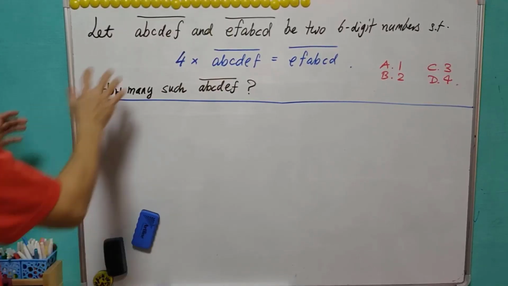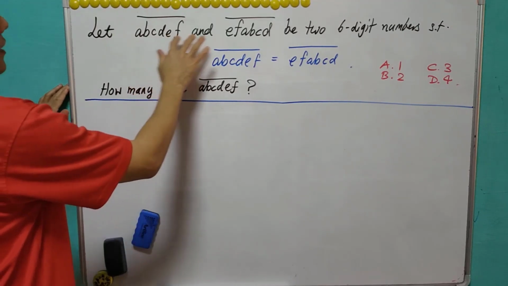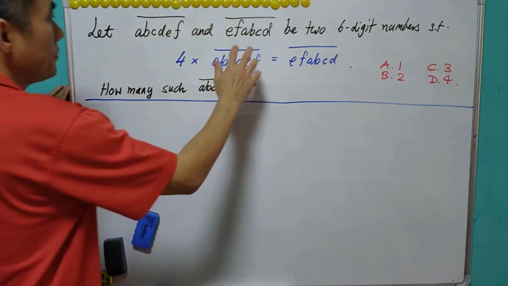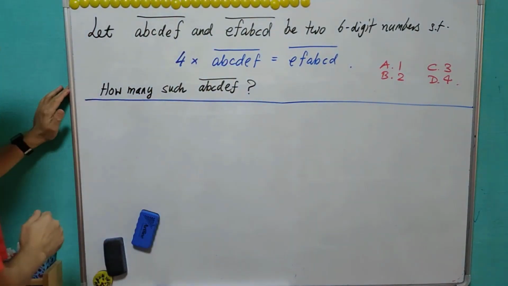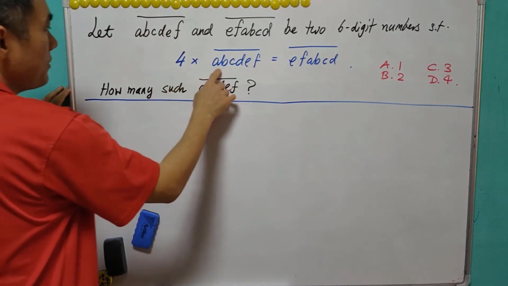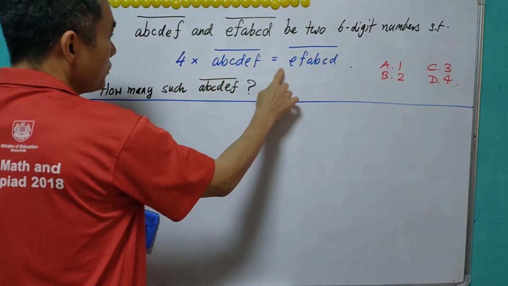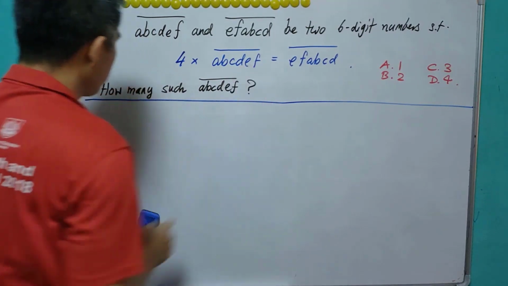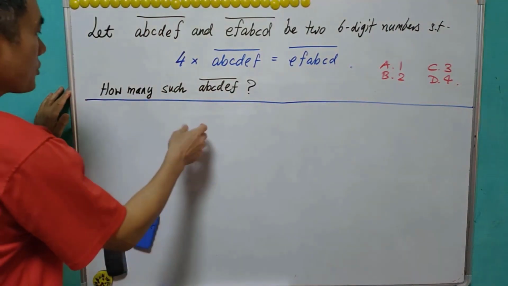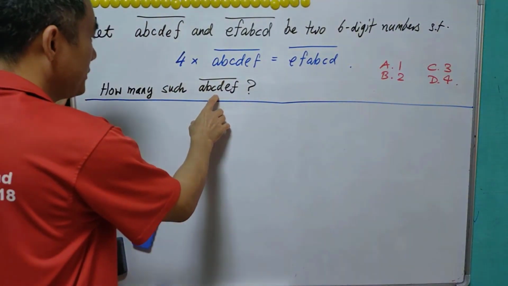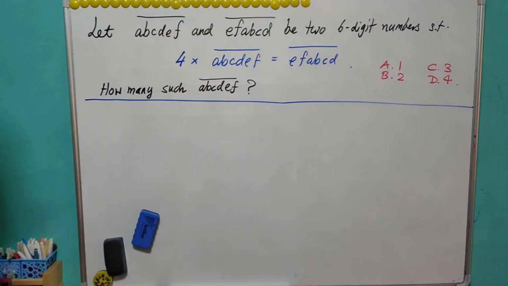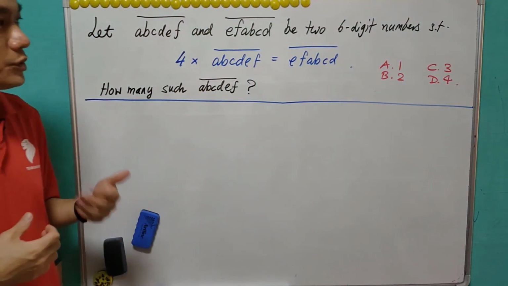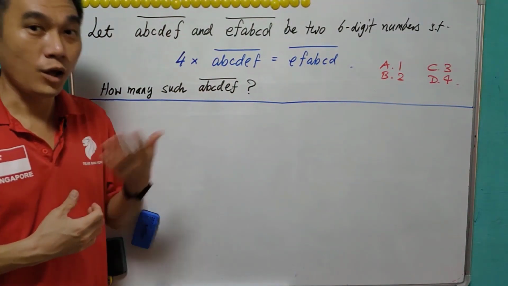For today's question, let ABCDEF and EFABCD be two 6-digit numbers such that 4 times ABCDEF equals EFABCD. We want to know how many such 6-digit numbers ABCDEF there are. The options are A: 1, B: 2, C: 3, and D: 4. What do you think?